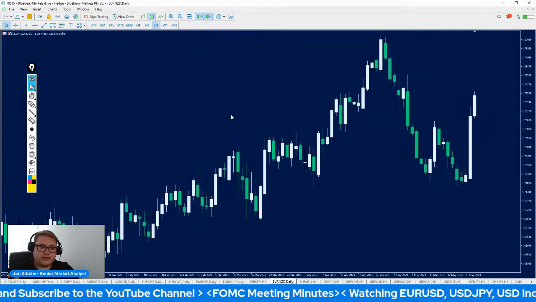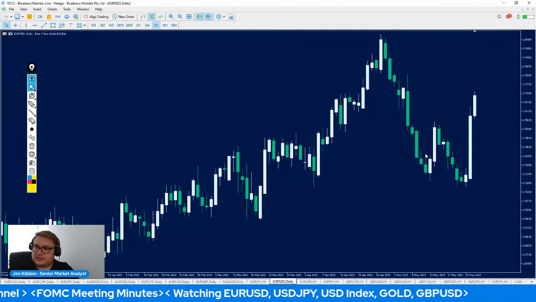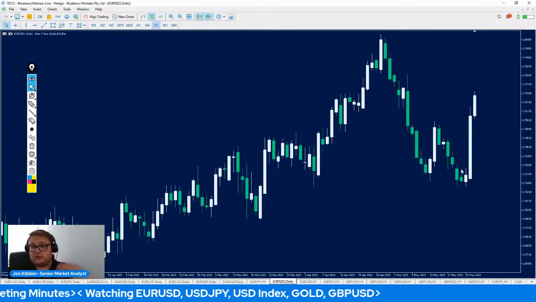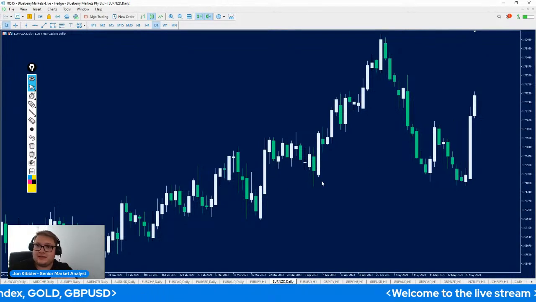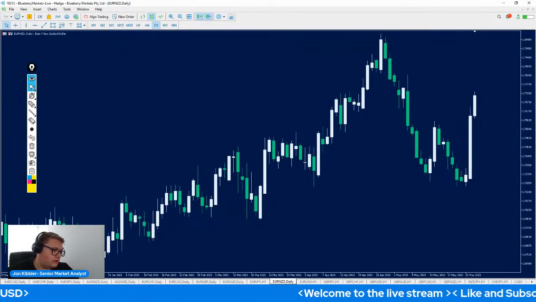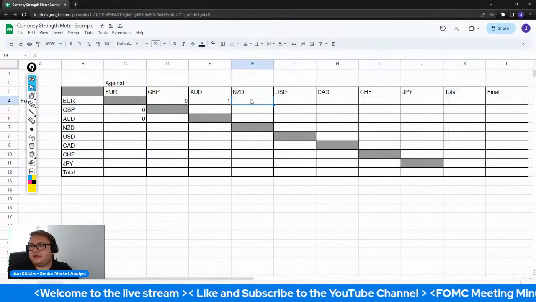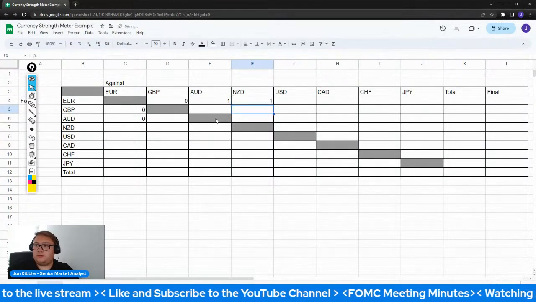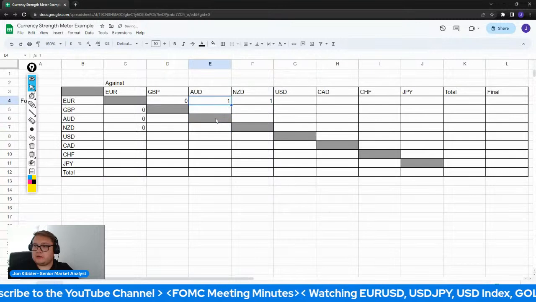So again, you've got to use what you feel would be classed as a higher high or a higher low. You've got to take your own context in with it. Even though we haven't got a higher low, I'm happy to class that as a bullish move, and I'm happy to class that as euro stronger than the New Zealand dollar. So again, we're going to come back and we're going to score that as a 1, 0. Okay, and we're just going to keep doing this.